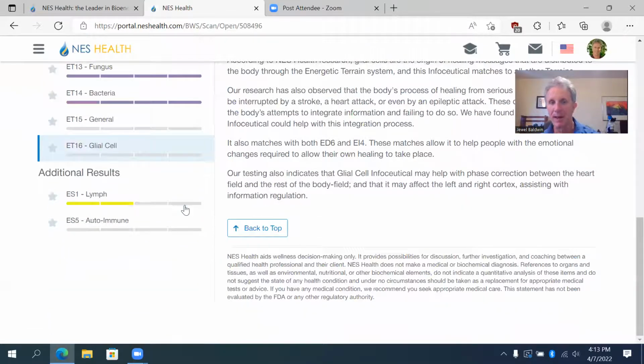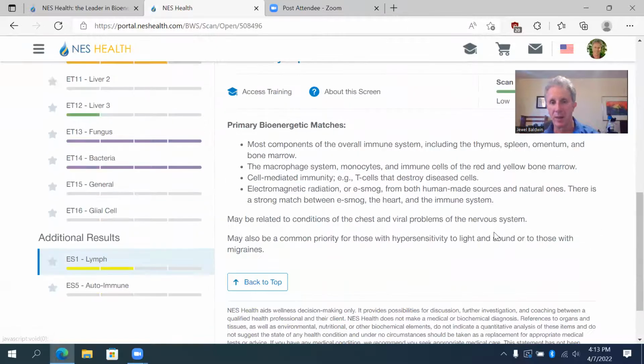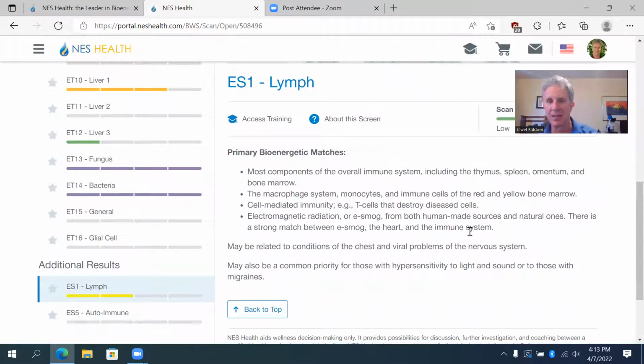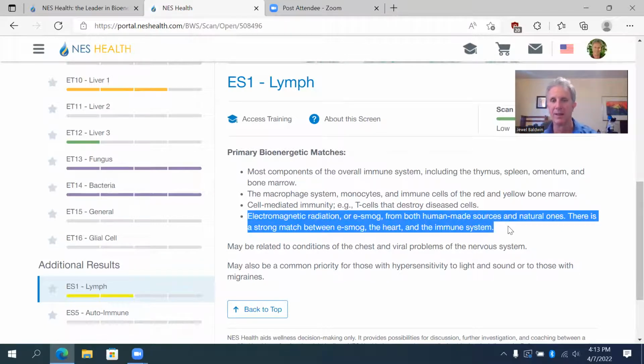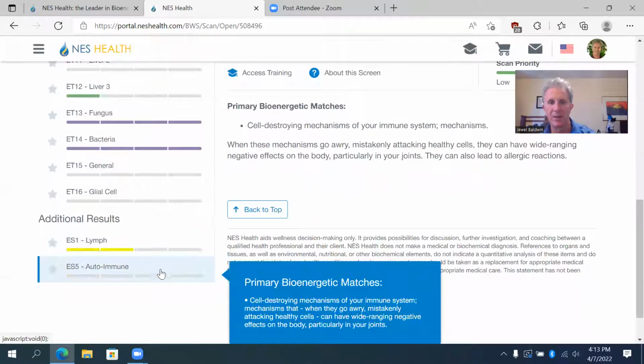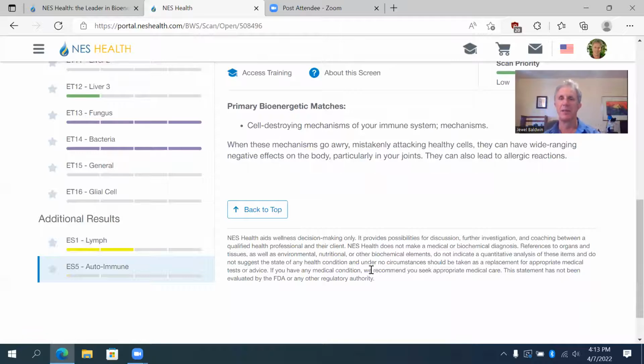So these stars are combinations, and this one, lymphatic, deals with the lymphatic system, of course, and specifically with the nervous system, how it affects the nervous system, spleen, thymus, bone marrow, all that, and especially how electromagnetic radiation is affecting the immune system. Autoimmune is basically related to when the immune system is getting incorrect messaging and is attacking the body. So this is to get correct messaging to help reestablish a correct balanced immune response.